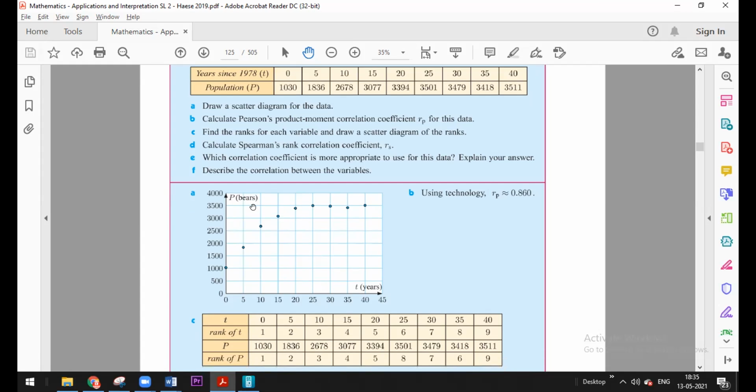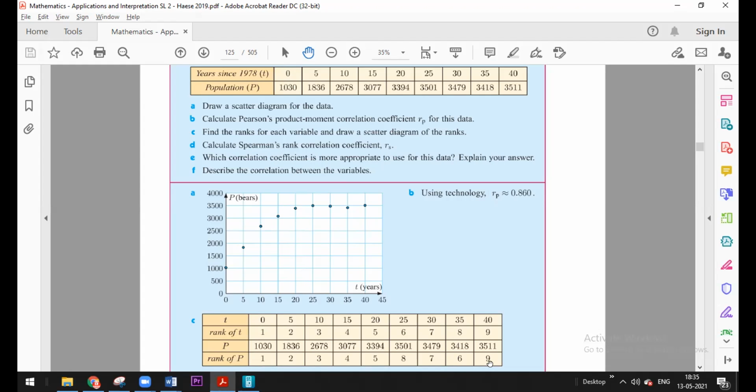The ranking is already done here. 0 gets rank 1, 5 gets rank 2, 10 gets rank 3. These ranks are in ascending order, normal: 1, 2, 3, 4, 5, 6, 7, 8, 9. But in the p part, the population part, the rank will change: 1, 2, 3, 4, 5, 8, 7, 6, 9. This data is a little bit tricky, on the higher side. That's why rank 8 is here, 7 is here, 6 is here, 9 is here.